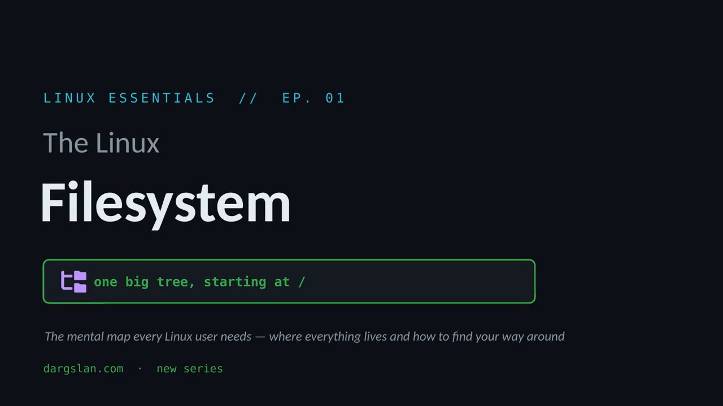In this first episode, we're tackling something that trips up almost everyone coming from Windows or Mac, the Linux file system. Forget drive letters like C or D. In Linux, everything lives inside one big tree, and that tree starts at a single point called slash. Think of this as your mental map for finding your way around any Linux system.